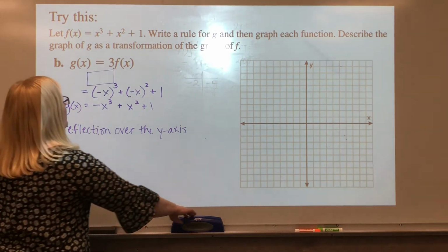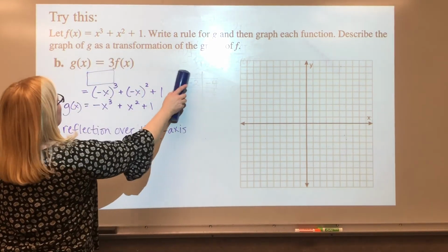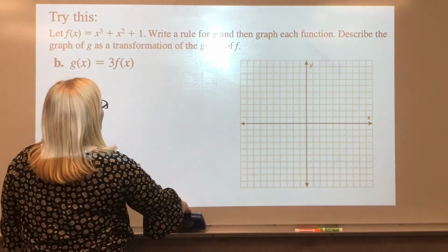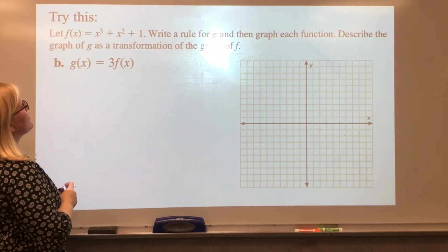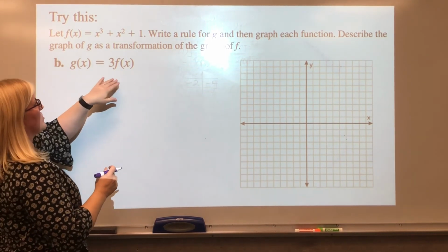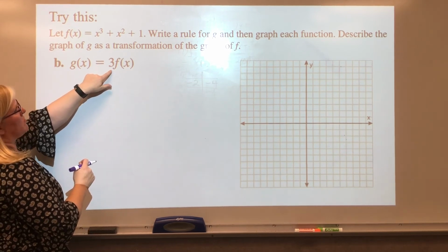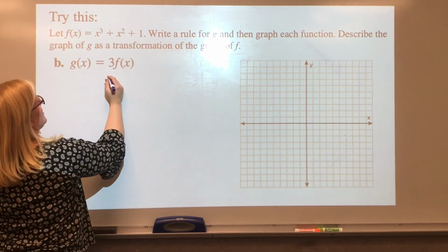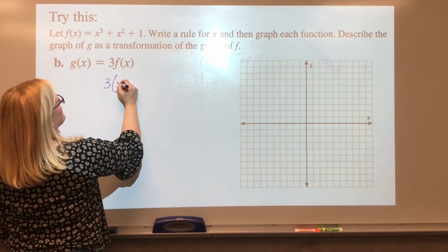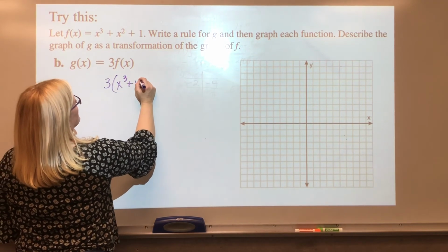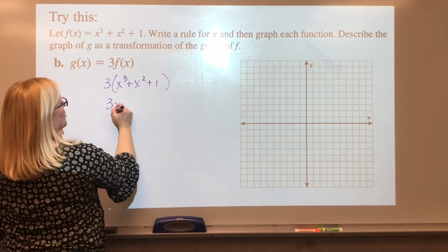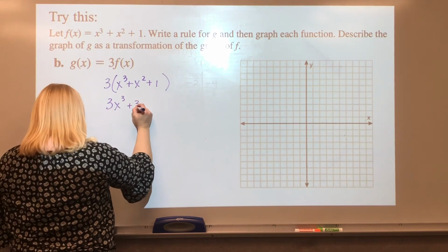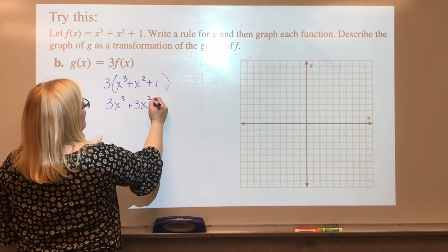Okay, so here's one for you to try. It's the same thing. Write a rule for g and then graph each function. Describe the graph of g as a transformation of the graph of f. So this time, they want you to multiply everything through by 3. So we're going to do 3 times x cubed plus x squared plus 1. So this is 3x cubed plus 3x squared plus 3.